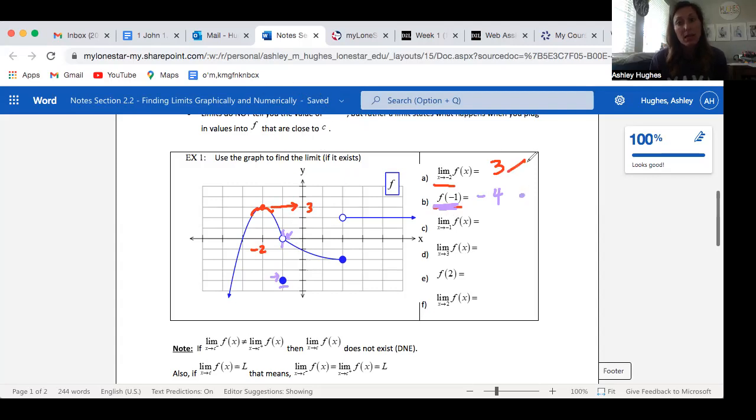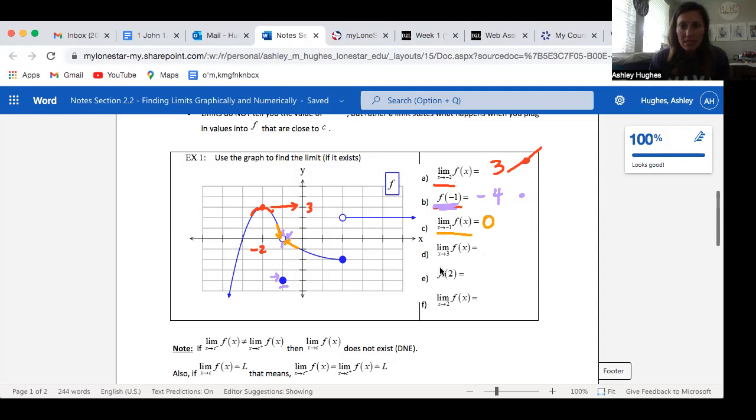They could be the same thing. Like in this case, they're the same. They're not always the same. This says the limit as x goes to -1. Now, what am I approaching? What am I getting close to? I'm getting close to this value, which is at 0, because it's on the x-axis.